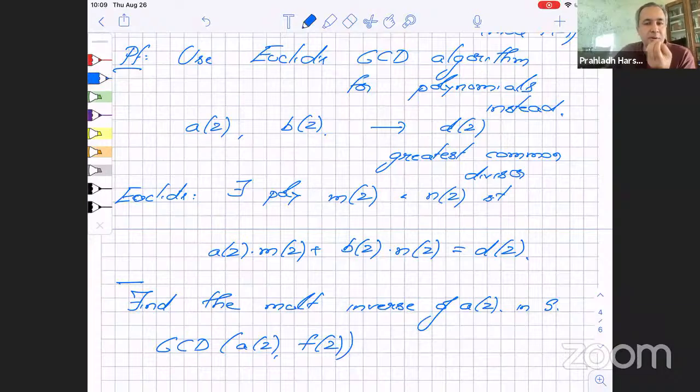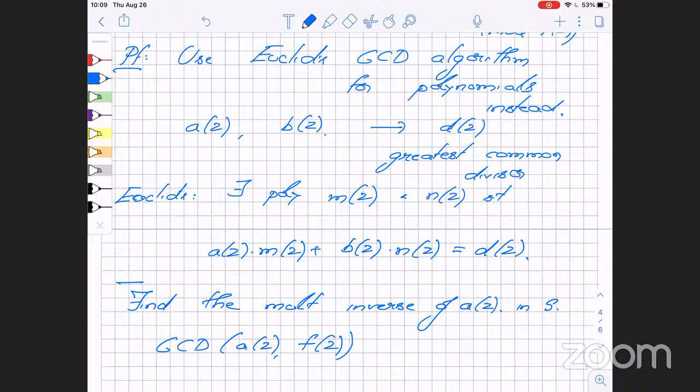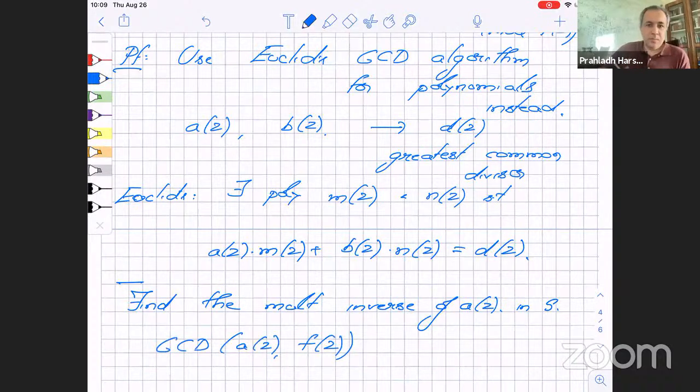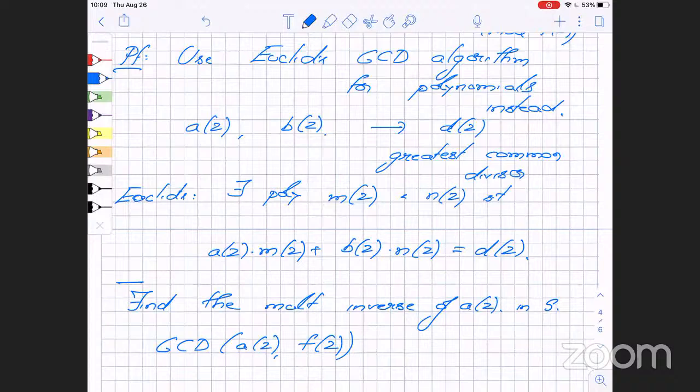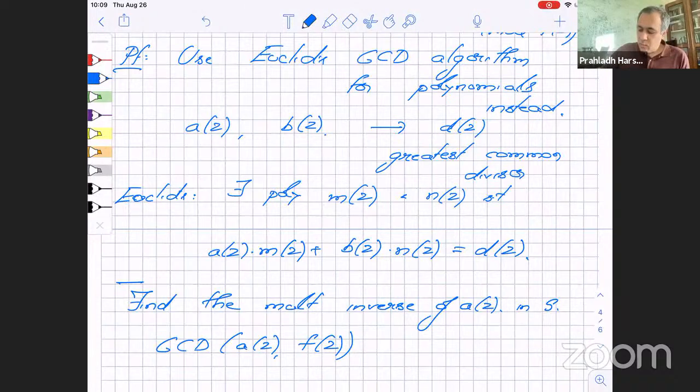Have I lost people? No. Why? Because F of Z is irreducible. We started off with F of Z irreducible. So these two, certainly one is a common divisor. Now, is there a polynomial of larger degree than one? If that polynomial is a common divisor, it's also a divisor of F of Z. But F of Z, we said, is irreducible. So its only factors are 1 and F of Z itself.